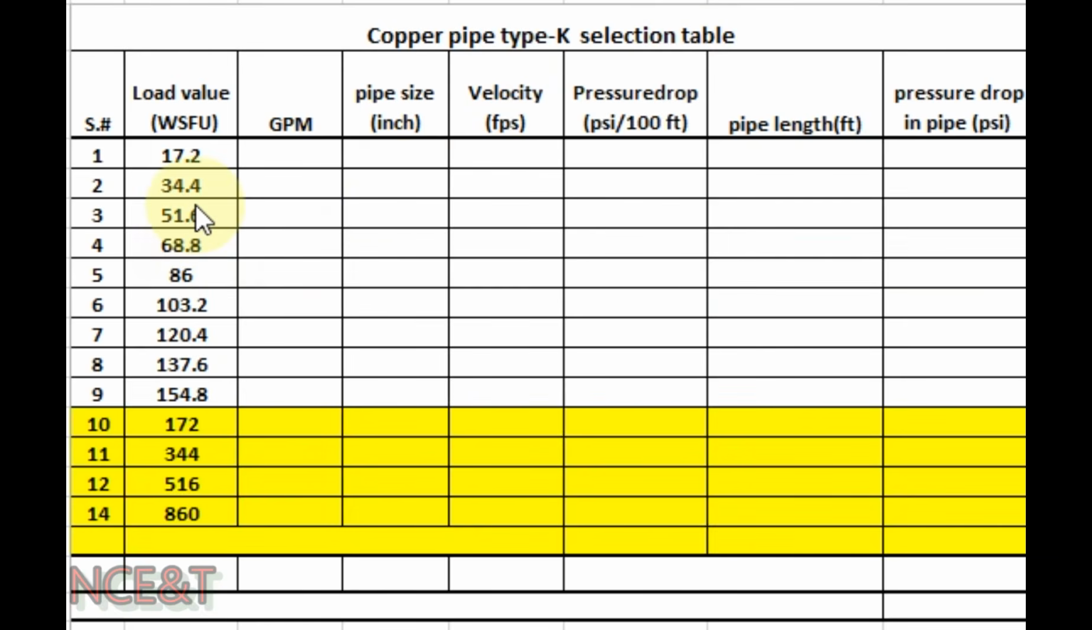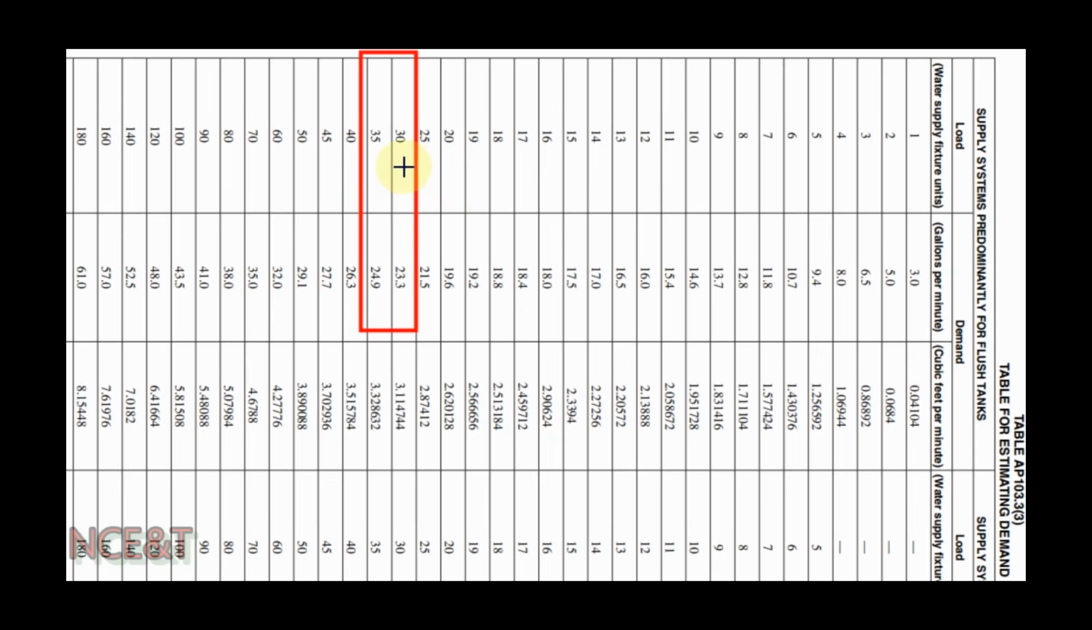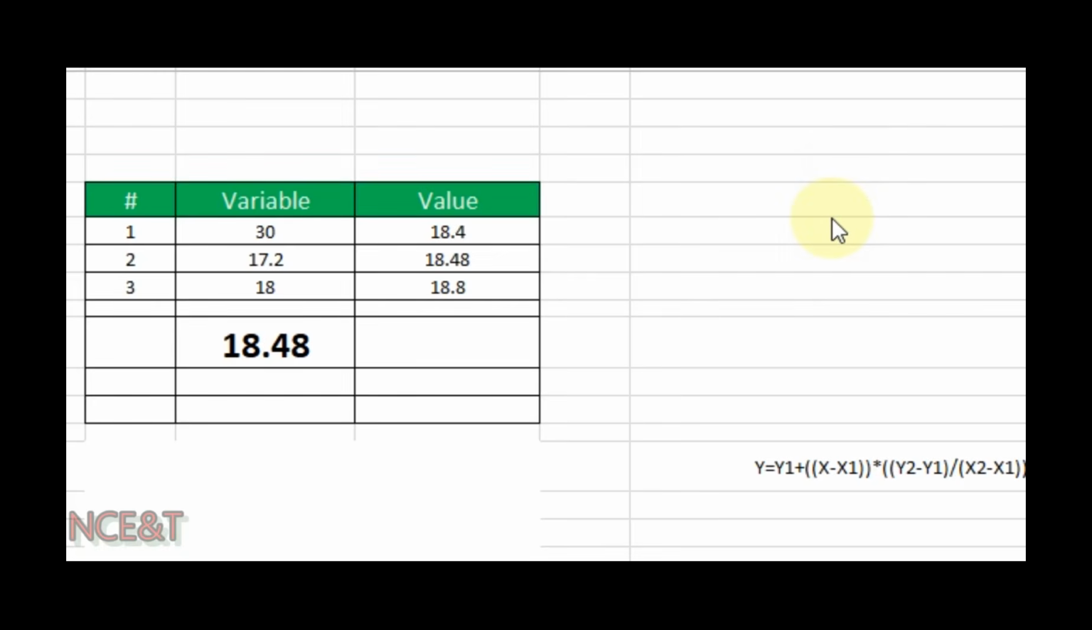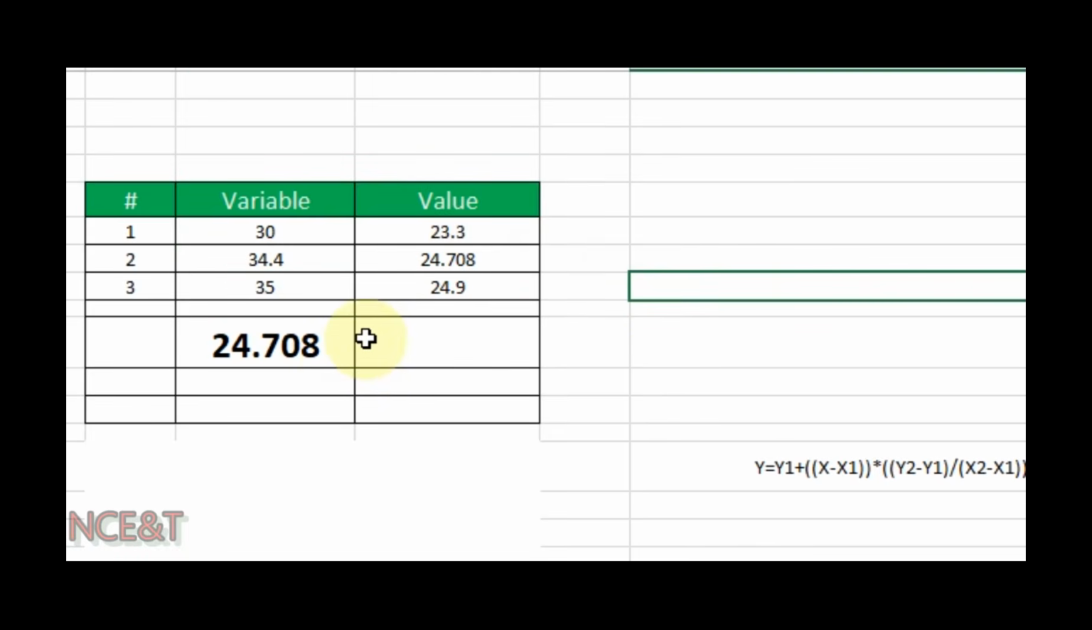Second load value is 34.4 water supply fixture unit. For 30 water supply fixture unit we need 23.3 GPM, and for 35 water supply fixture unit we need 24.9 GPM. Similarly for 34.4, for 30 water supply fixture unit we have the GPM value 23.3, and for 35 we need the GPM 24.9. Then the GPM needed for 34.4 water supply fixture unit will be 24.708.